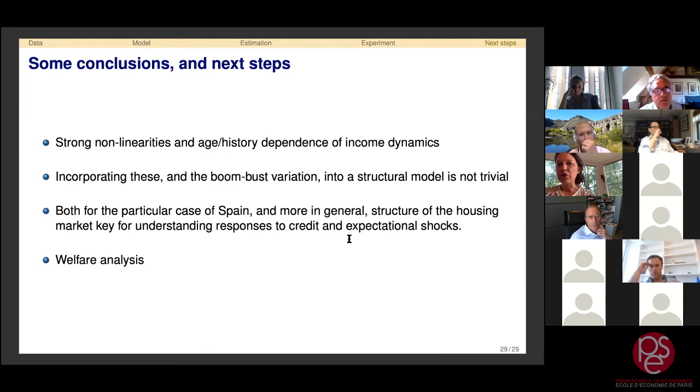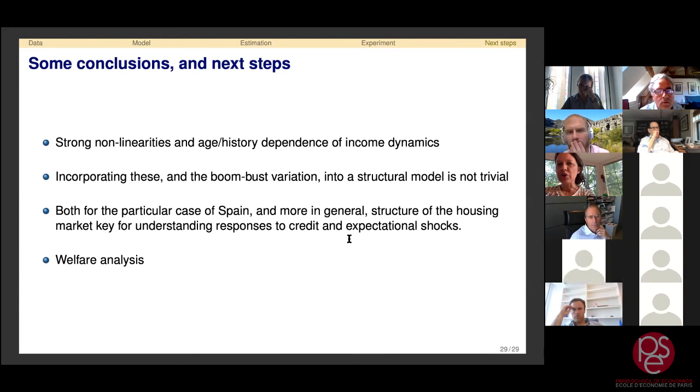Other points? Can I ask a question? Sure. Yep. Is there a movement of the interest rate in the model?